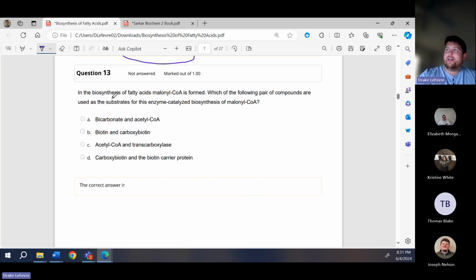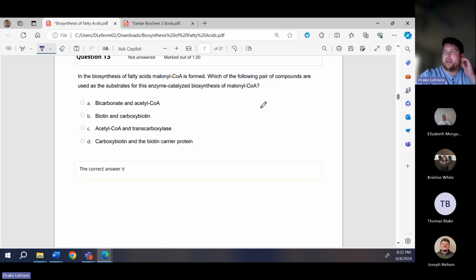Okay. In the biosynthesis of fatty acids, malonyl-CoA is formed. Kind of that first step that we looked at, we go from acetyl-CoA to malonyl-CoA. Which of the following pair of compounds are used as the substrates for this enzyme-catalyzed biosynthesis of malonyl-CoA? You just mentioned this one, bicarbonate and acetyl-CoA?